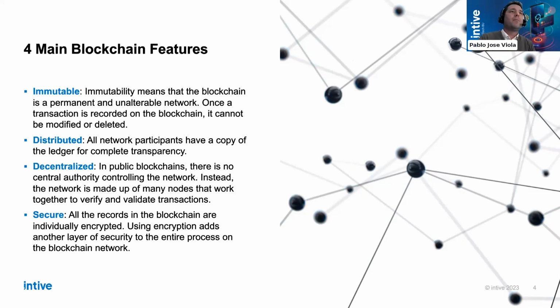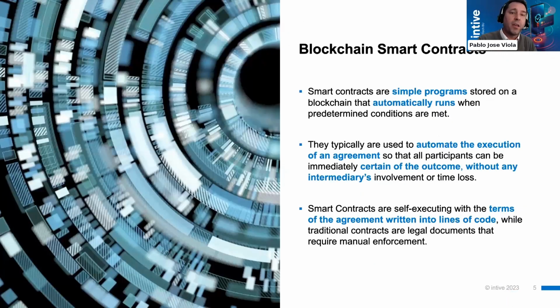What about smart contracts? What are they? How can we define them? Let's define it in simple words. A smart contract is a program that is stored on a blockchain that will execute immediately once predetermined conditions are met. Let's say it again: a computer program stored on a blockchain that will execute immediately once predetermined conditions are met.